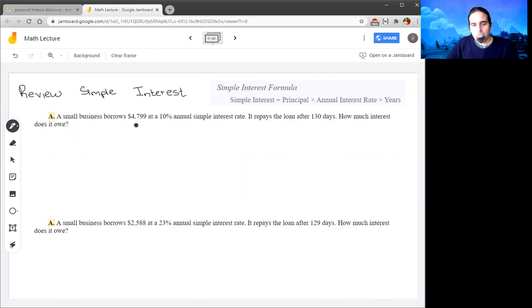Okay, small business borrows this amount, 10% annual simple interest, and 130 days. I want a principal amount. That's easy. We have a size of the loan. I want an annual interest rate. The annual rates are always there. The years is what's going to mess us up. This loan has only 130 days. It's less than a year. So we want to write 130 days, not as 130 days, but as 130 over 365, as a fraction of a year.